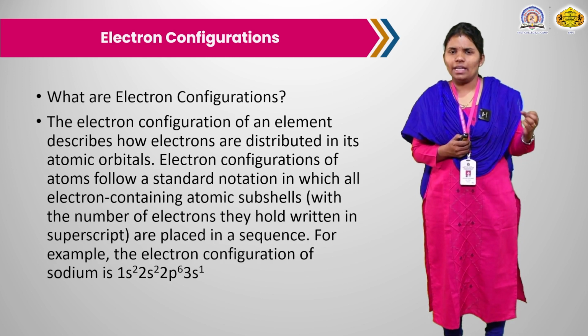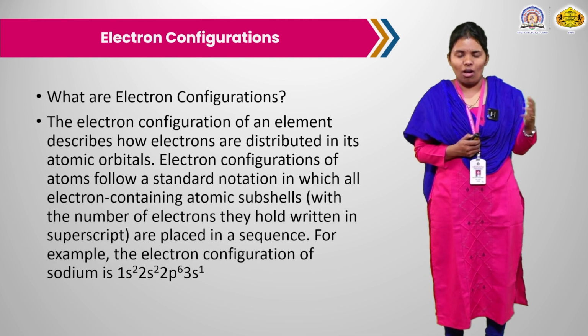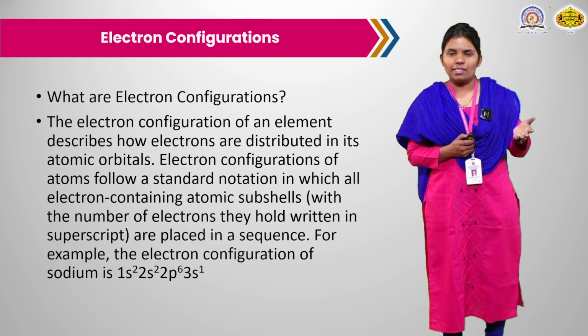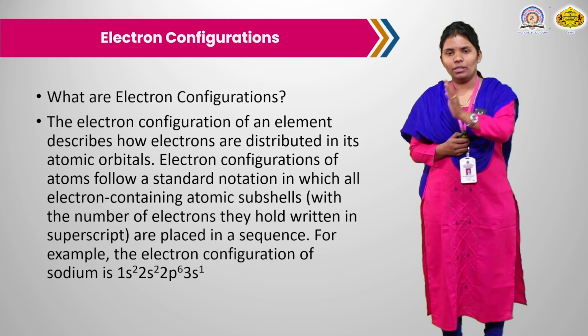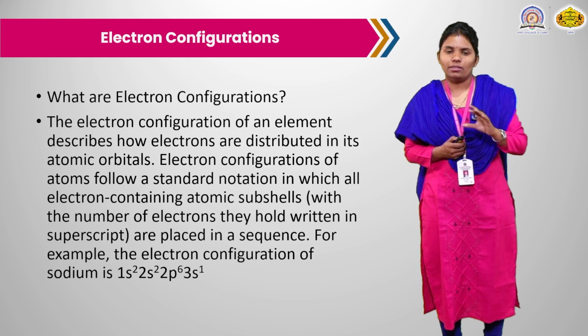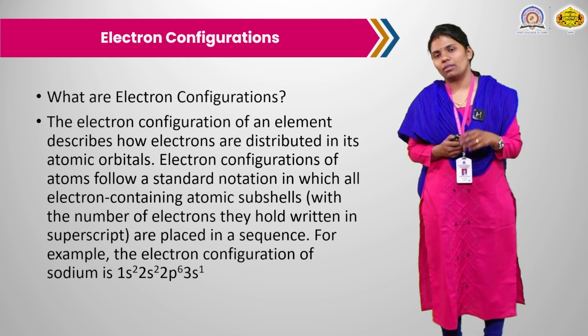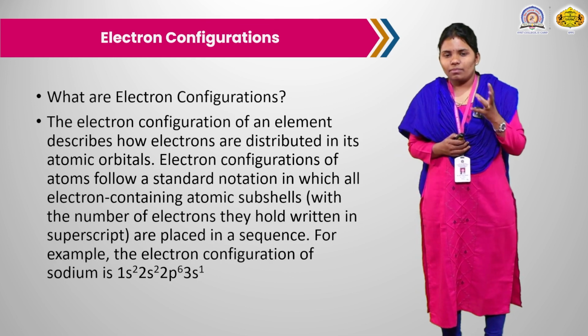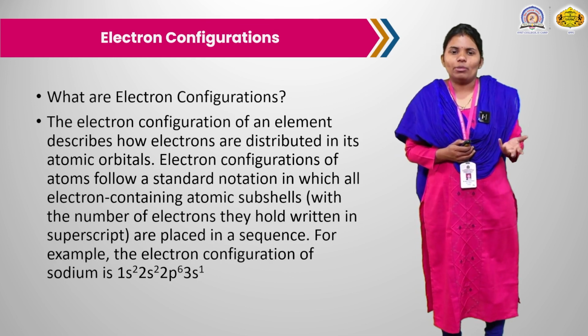As you have already seen the S, P, D, F orbitals, the elements get situated according to that. S orbital: alkali and alkaline earth metals. P: non-metals, groups 13 to 18. D is the middle of the periodic table. F has all the radioactive elements. So, S, P, D, F are the atomic orbitals.